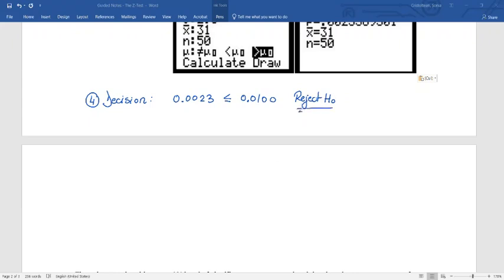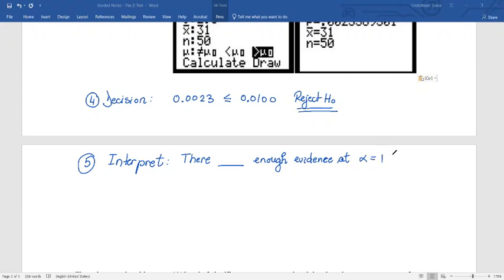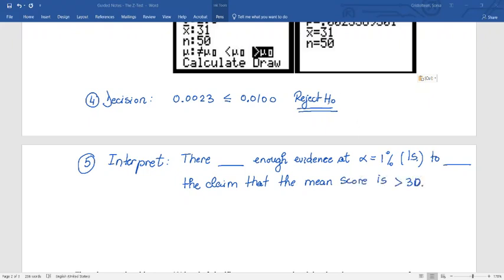And step 5 will be interpret. So let's interpret. You should always start with there is or there is not enough evidence. And yes, you should be patient and write this down. Let's put in the significance level. I'll just say at alpha equals, and in this case, it was 1%. And you can put significance level or level of significance in here. And you have to fill in support or reject the claim that the mean score actually is greater than 30. Now, because we rejected, we know that we should say there is.